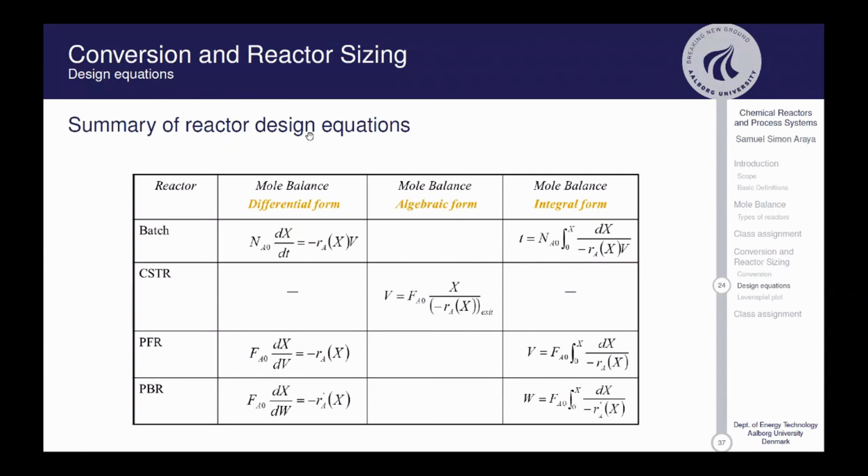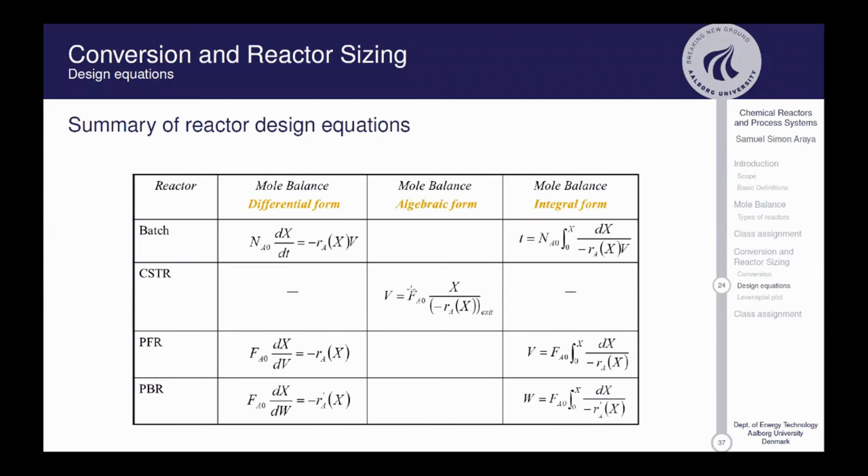So basically, in summary, these are the design equations, which are basically the mole balance equations as a function of conversion. They look very similar to what we saw before, but in this case, we have the conversion, X, that is usually our design parameter. We say we want to convert up to 90%, 80%, 99%, that's up to us.